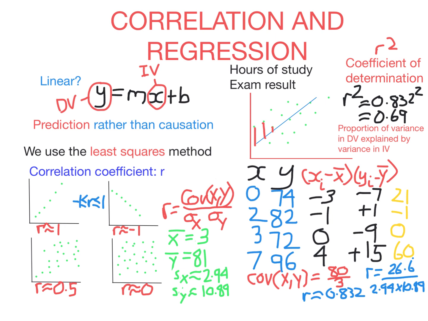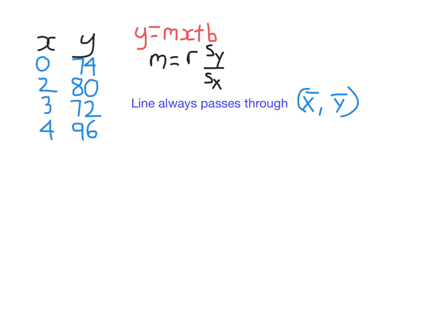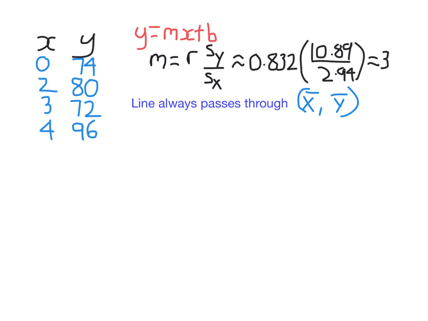So that's calculating correlation. Let's now calculate regression, which is the equation of this line. Because we're looking for the equation of a line, it will have the form y equals mx plus b. M is the gradient and b is the y-intercept. This is how you calculate the gradient. In our previous slide, we found that the correlation coefficient R was about 0.832. I showed you that the standard deviation of Y was 10.89. The standard deviation of X was about 2.94.